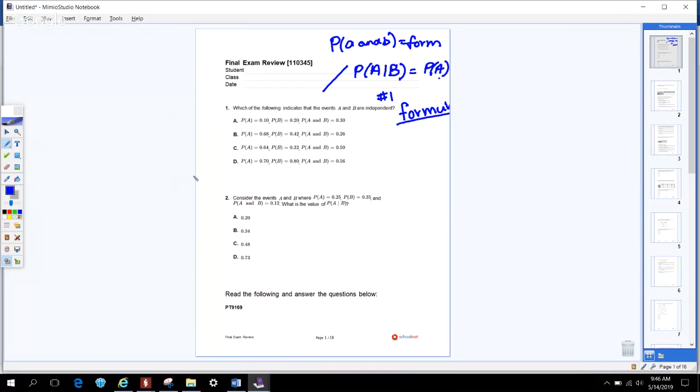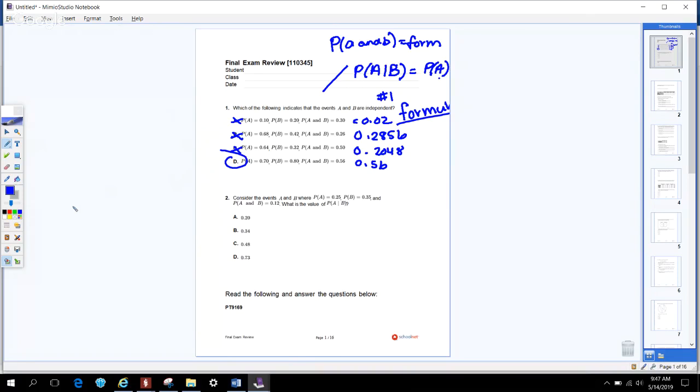So the first one, if I have 0.1 times 0.2, that's going to end up giving me 0.02, which is not correct. Then if I do 0.68 times 0.42, that's going to give me 0.2856, which even though it's very close to 0.26 is still not correct. If I have 0.64 times 0.32, that's going to give me 0.2048, which is not correct. And then finally, when I multiply these together, I get 0.56, which is the correct choice.